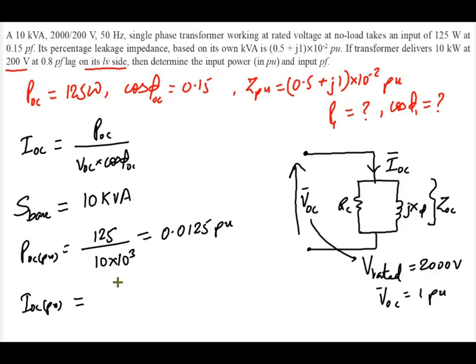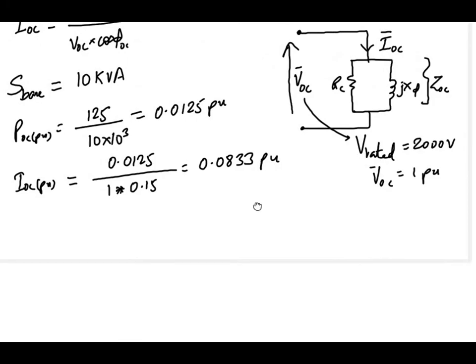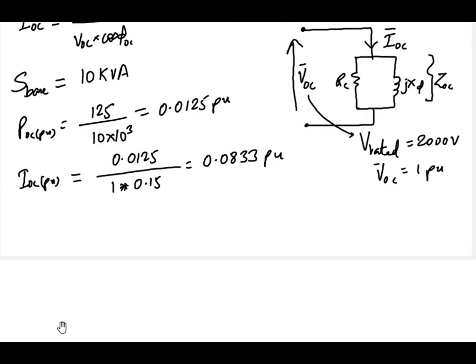It will be equal to POC, 0.0125, divided by VOC, which in per unit is 1, and cos phi is 0.15. So it will be equal to 0.083 per unit. Okay. So now we can calculate the impedance at open circuit condition, that is ZOC. In open circuit condition, the impedance will only be the impedance of the shunt branch. So this will be the impedance of the shunt.